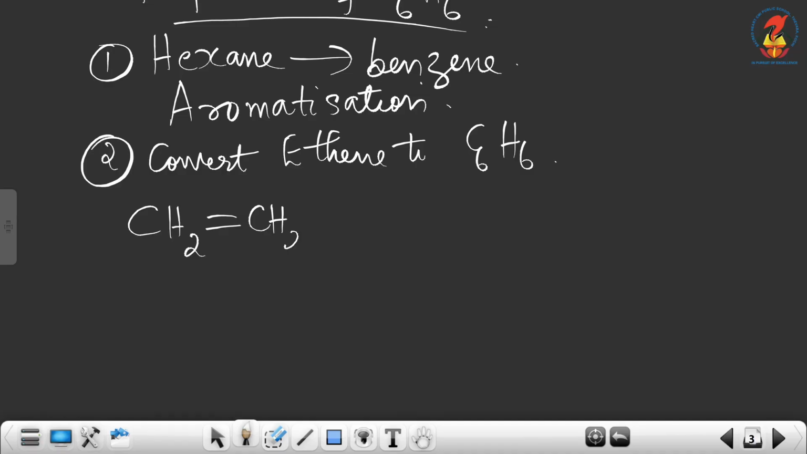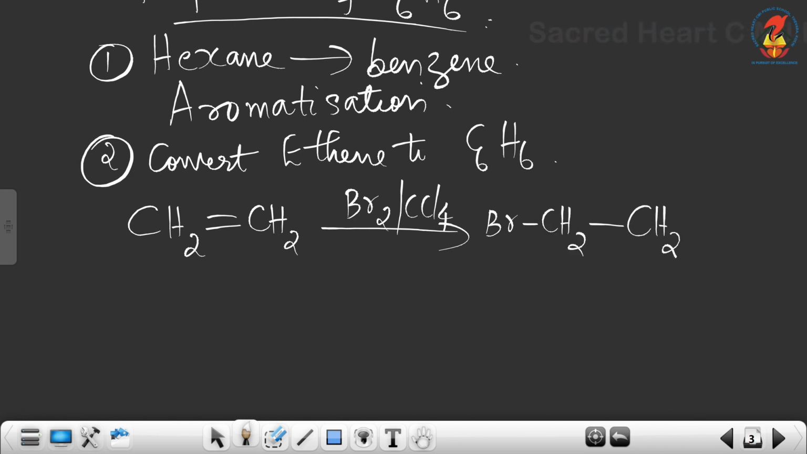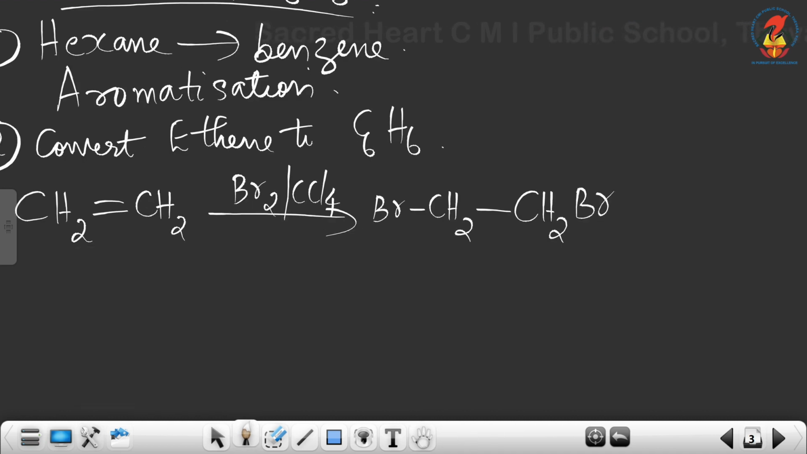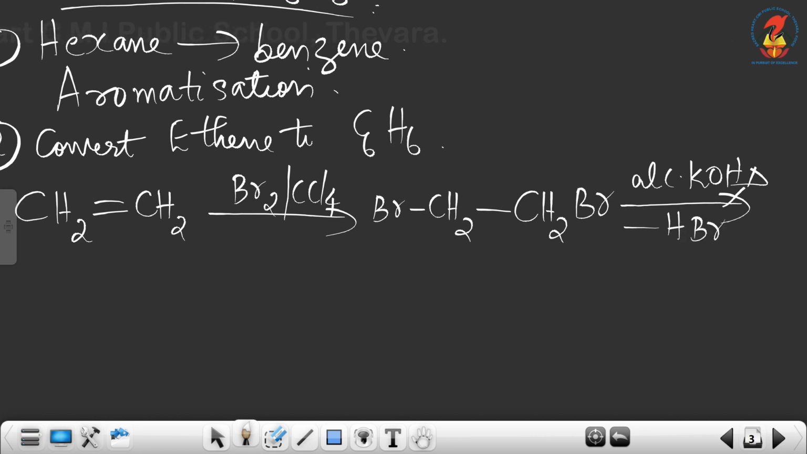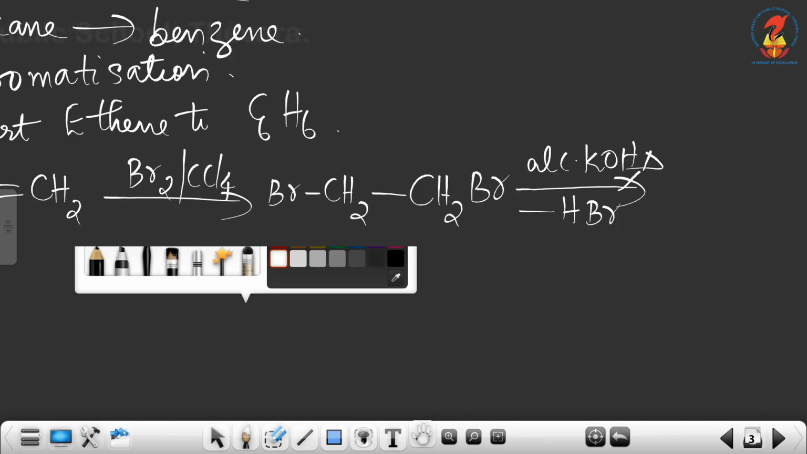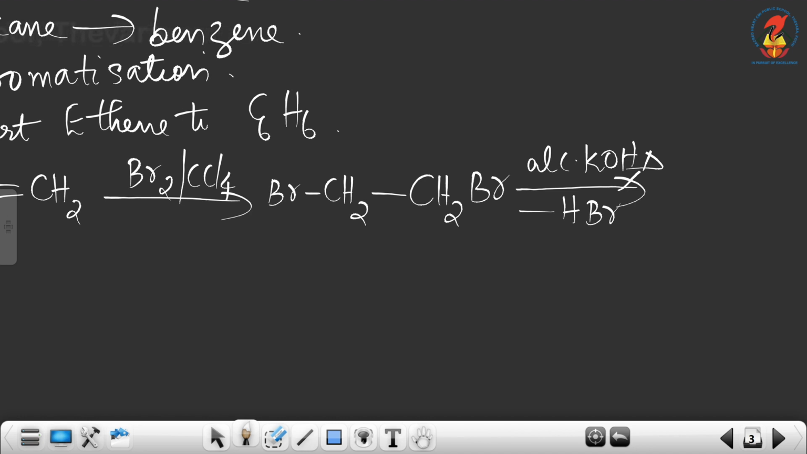Ethene is CH2 double bond CH2. Treat with bromine in CCl4. You will get BrCH2CH2Br. The double bond breaks and bromine adds to the double bonded carbons. Now, next you are going to remove hydrogen bromide. How to remove hydrogen bromide? By treatment with alcoholic KOH and heat, minus HBr. Now, when HBr is removed, hydrogen can be removed from this carbon and bromine from this one. So, we get CH2 double bond CHBr.